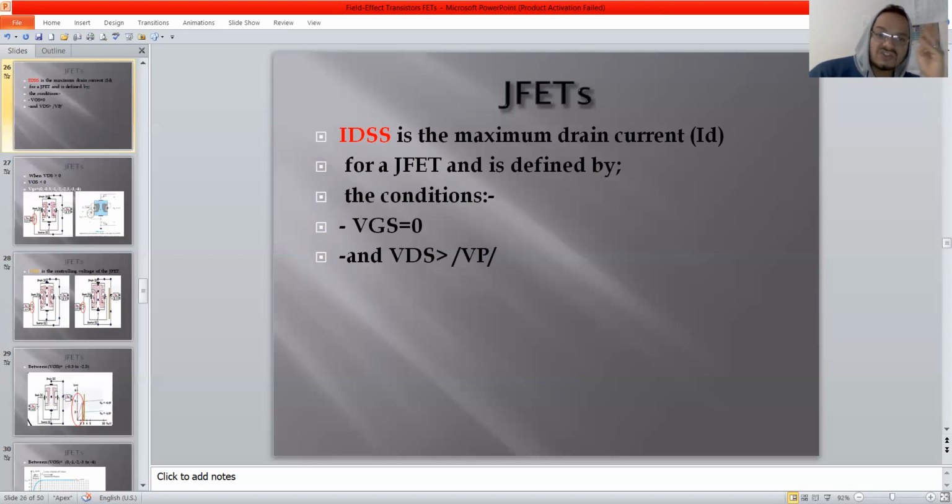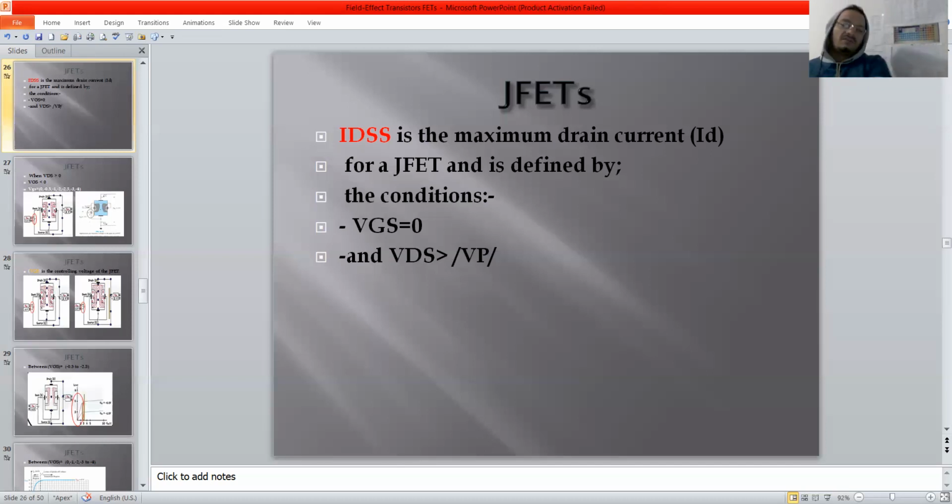Maximum drain source current at VGS equals 0, minimum drain source current when VGS equals the pinch-off, where the current here equals 0. Here, when VGS equals 0, the maximum current was equal to 8 milliampere, minus 1 equals 4 milliampere, minus 2 equals 2 milliampere, minus 3 nearly 0, minus 4 equals pinch-off voltage, the current equals 0.